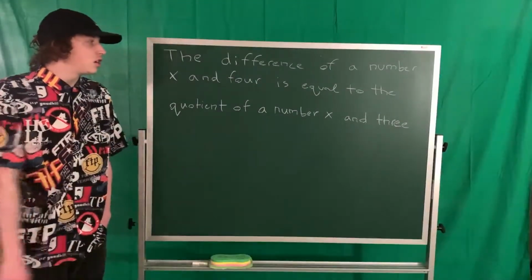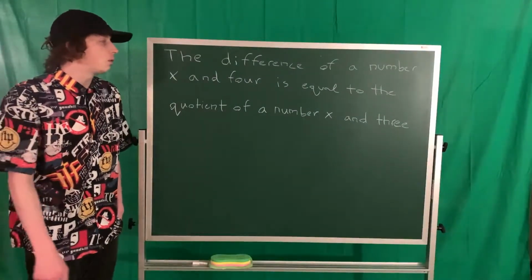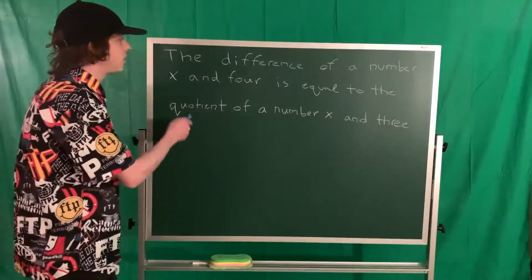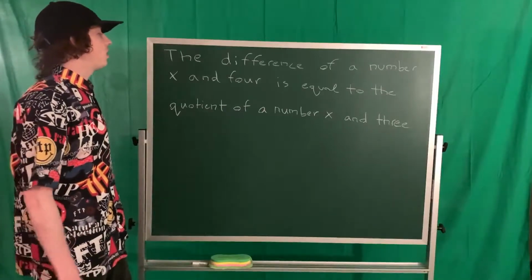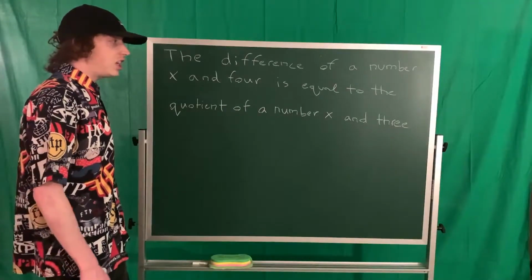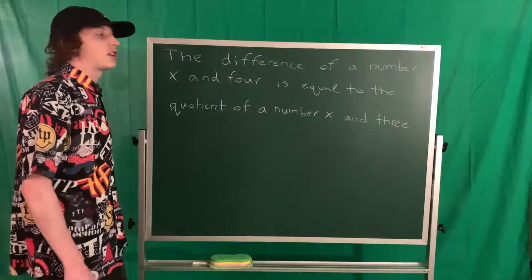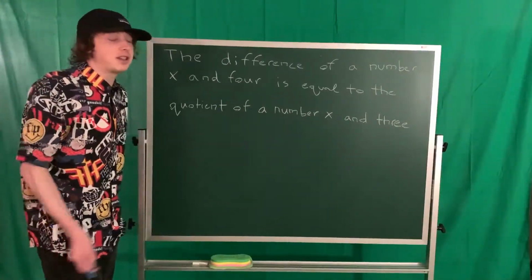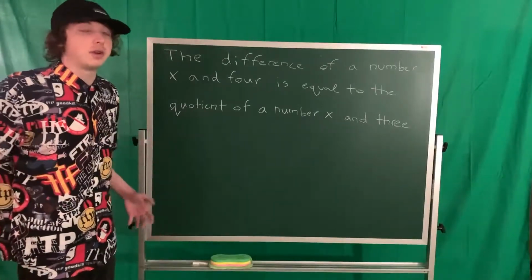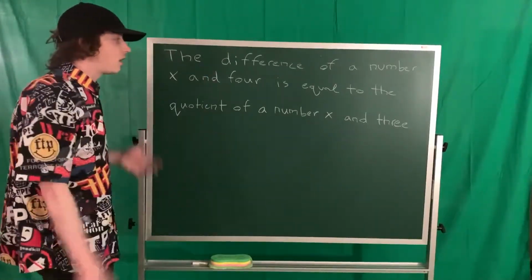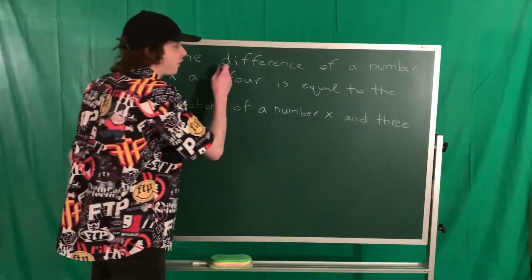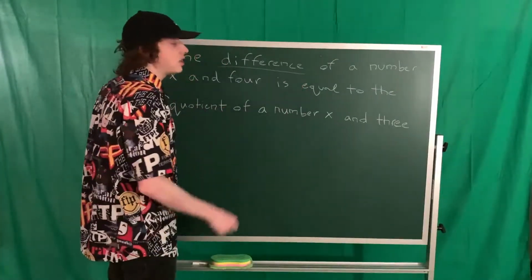All right. So for our second example of this video, we're going to be answering and rewriting in math this statement. The difference of a number x and 4 is equal to the quotient of a number x and 3. So let's just break it down step by step. It'll make it a lot easier if we don't just overwhelm ourselves and try to understand the whole thing all at once. So we know that we have the difference, which we went over previously as being subtraction.